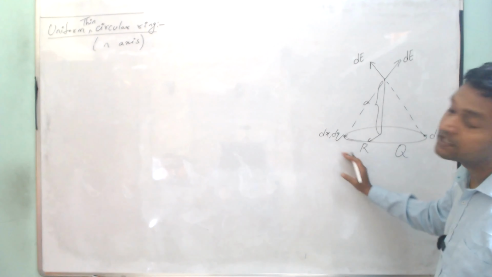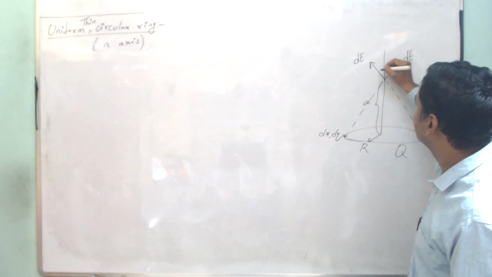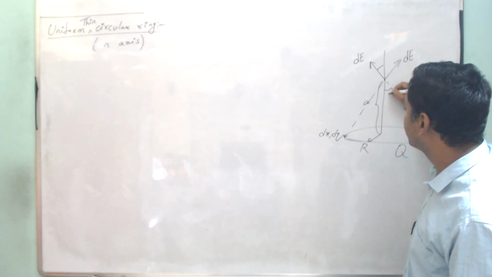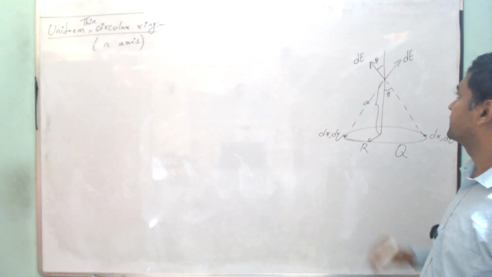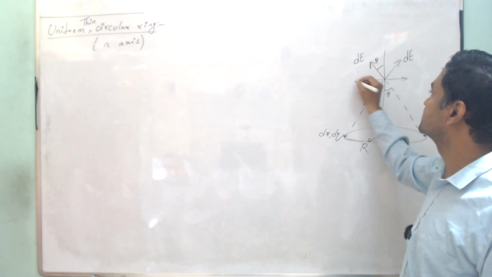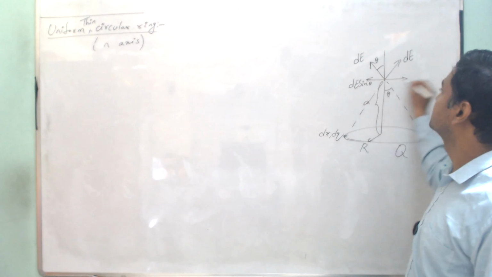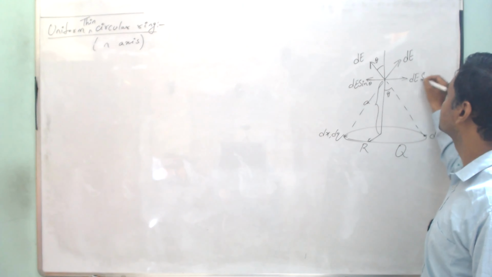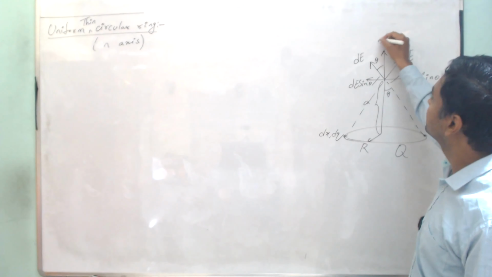But why am I taking a diametrically opposite element? Now when I take components, this angle is theta, this angle is also theta. So my horizontal components, dE sine theta, will cancel each other. It will make my life easy. So I'll do dE sine theta, dE sine theta, they will cancel each other, and I will only have 2 dE cos theta.